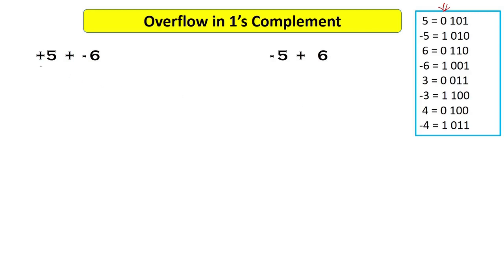So let's start with the first example, that is the addition of 5 and minus 6. If I represent 5 and minus 6 in ones complement representation, these are the representations. If I add 5 and minus 6, what will I get? I will get minus 1, right? Now if I add these ones complement represented numbers, I will get 1 1 1 0. So this is 1 and 1 0, then the carry will be 1, then this will be 1 1 0 1, and here this will be 0, and 0 plus 1 will be 1.